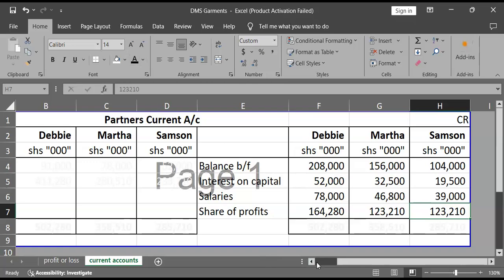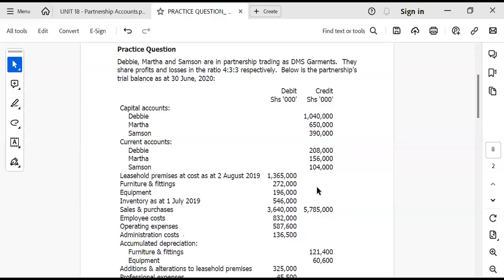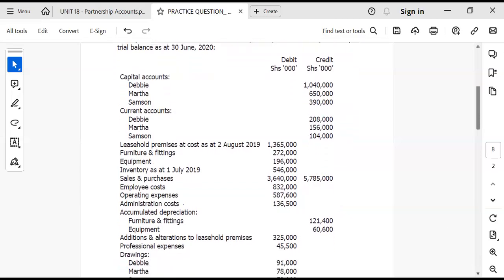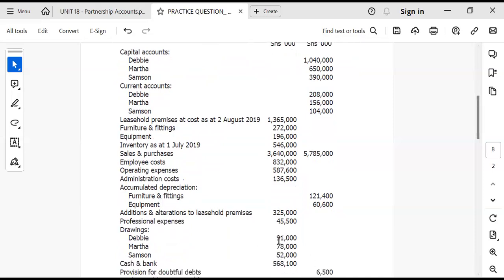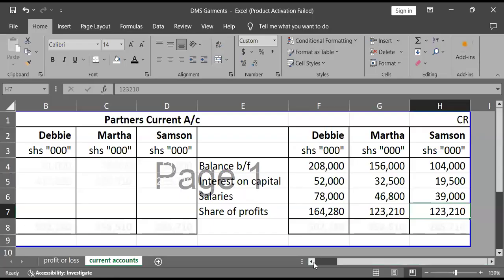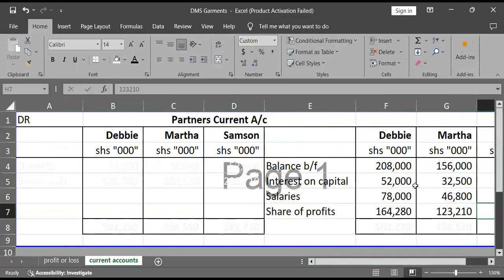Ideally, this is the money they're supposed to be totally receiving. But remember, you guys have told me we have drawings. So we are going to go back and adjust that money and see what is going to reduce it. So we come back to our question. Debbie has drawings of 91, Martha has drawings of 78, and Samson has drawings of 52,000.